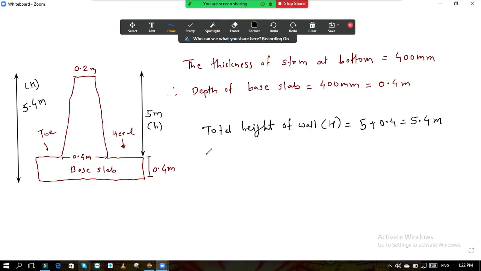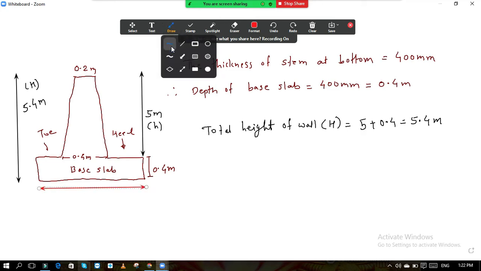Okay. So now the width of base slab. Okay. To provide the width of base slab, there is some criteria. So width of base slab means what? Width means this is the distance. See, if you measure this distance, this is your width of base slab. It is denoted by letter B.